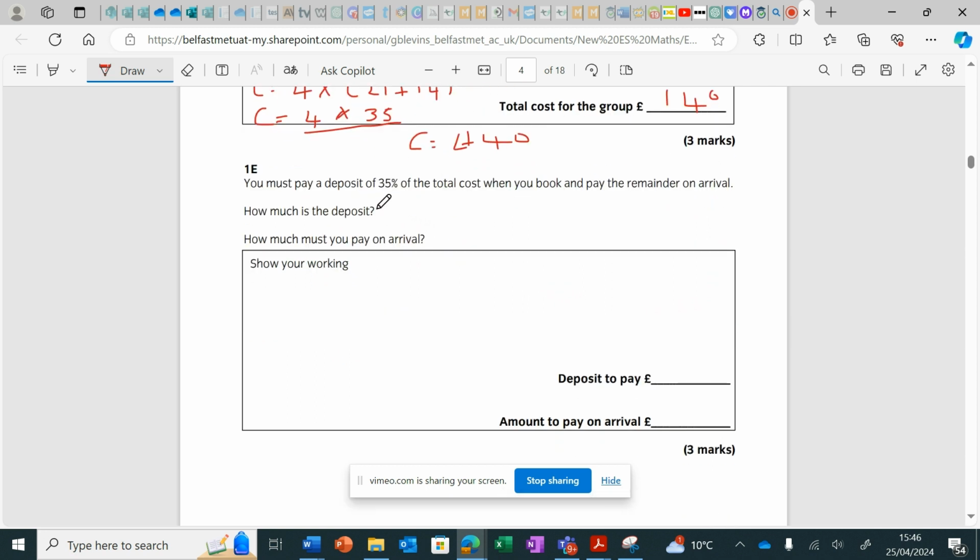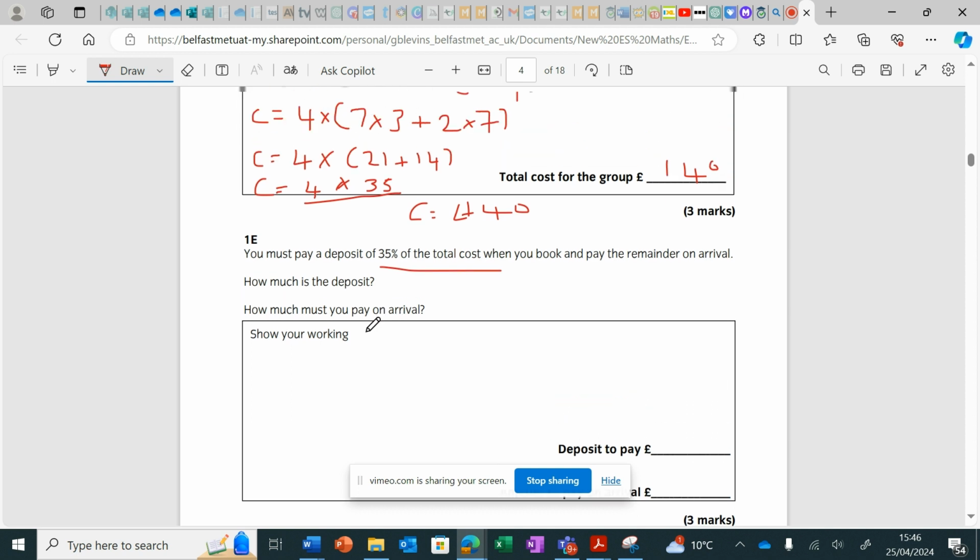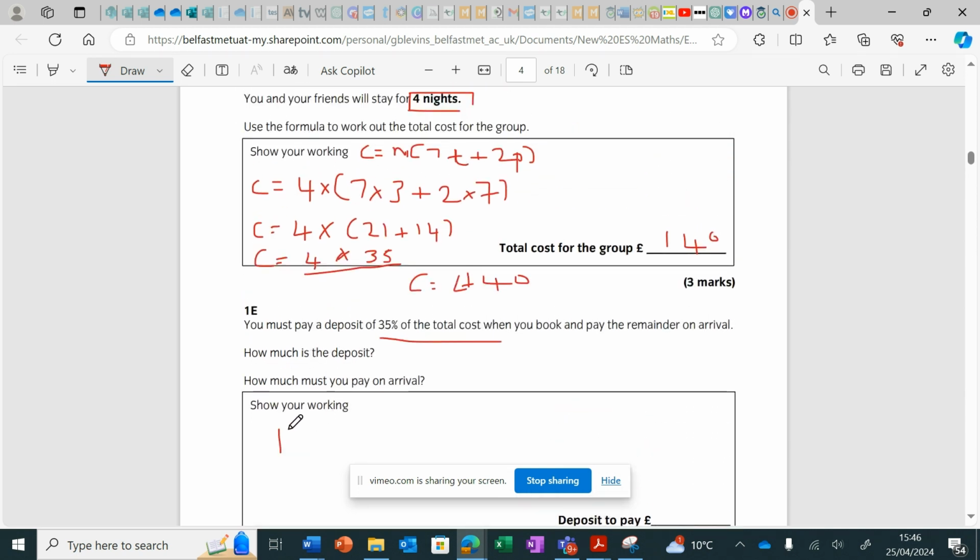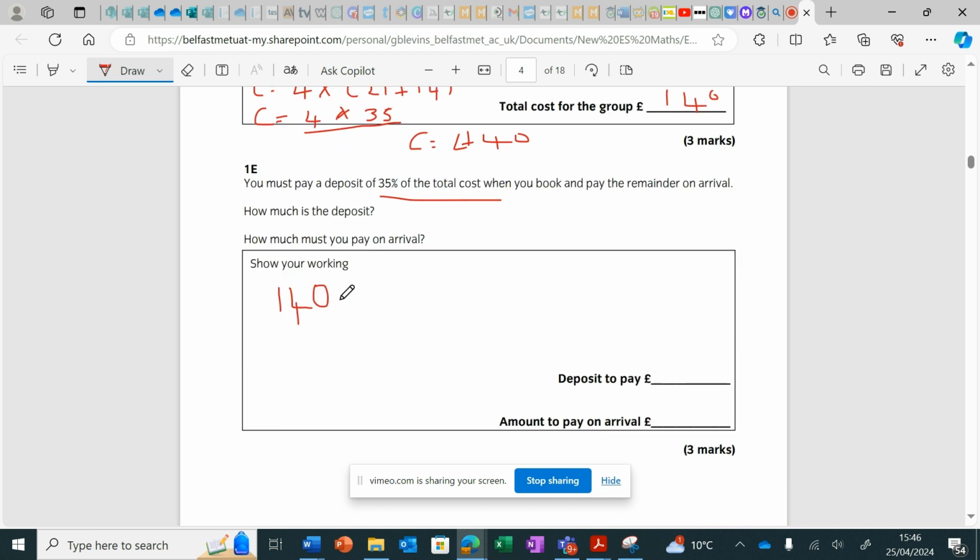Next, it says work out 35% of the total cost when you book and pay. So you pay a deposit, and the deposit is 35% of the cost. Well, the cost was 140 from the previous question. My deposit is 35%, so we divide by 100, times by 35, and we'll work that out. That's £49. So that's how much I put down in deposit. So deposit means I still owe money, an amount to pay on arrival. Well, that'll be what you originally were supposed to pay, take away what you put down. That leaves £91.